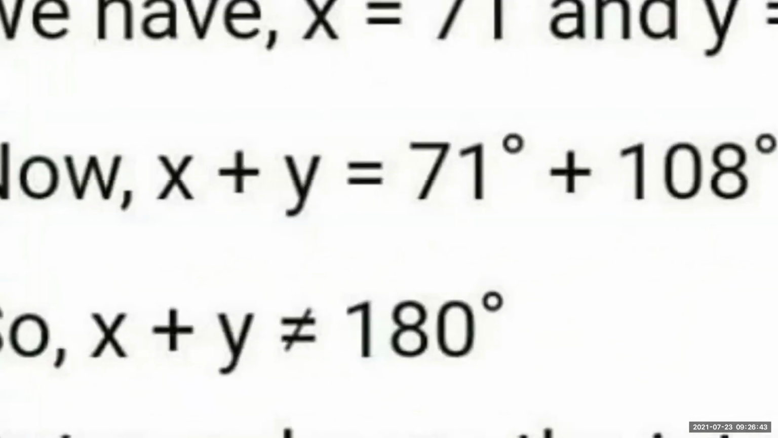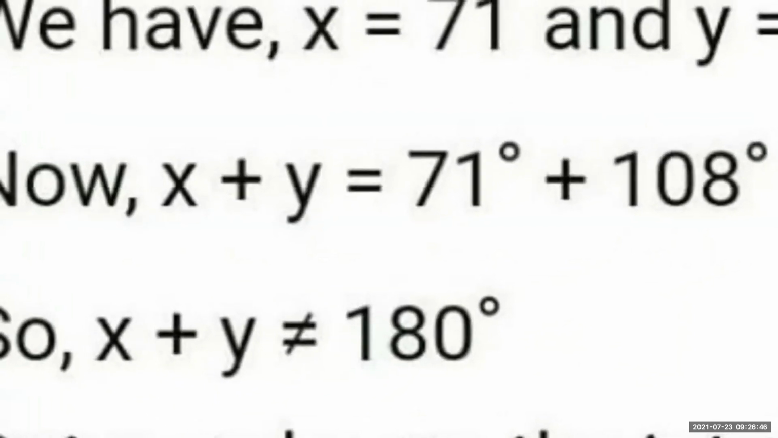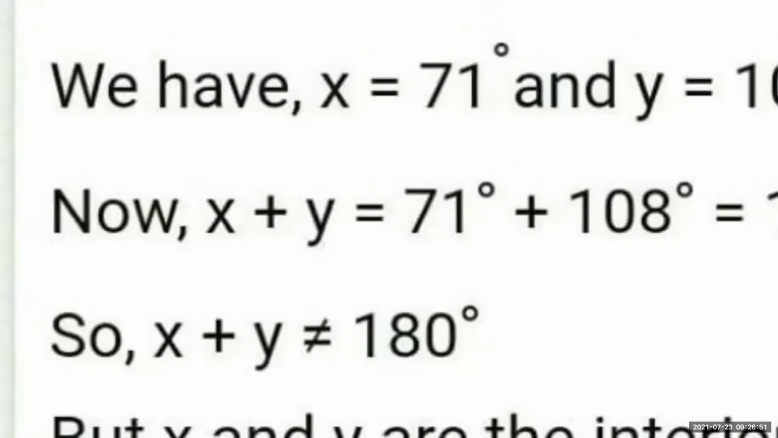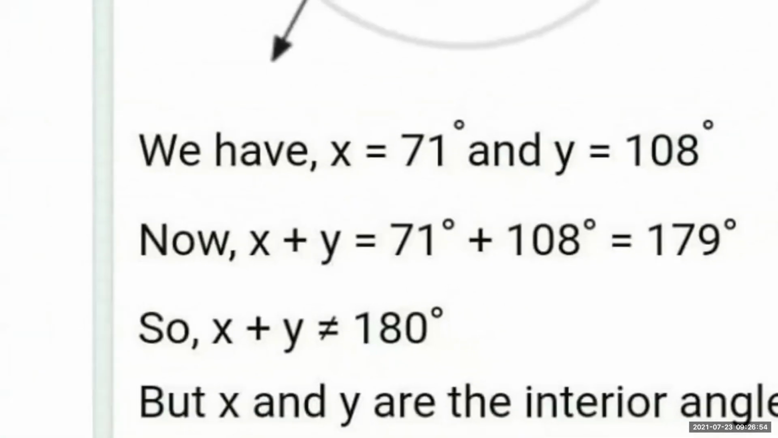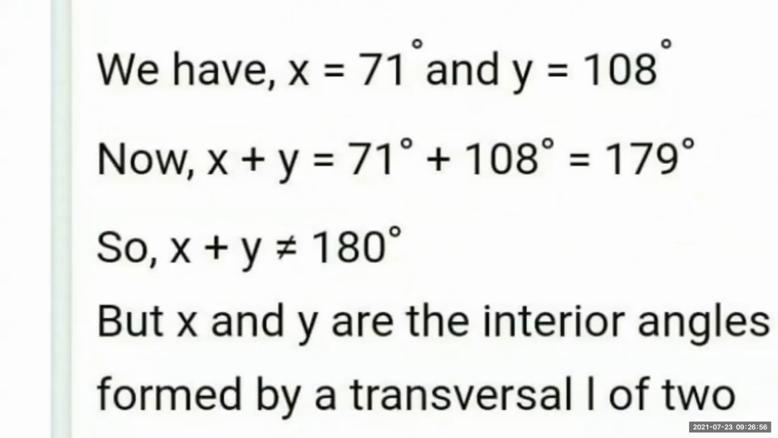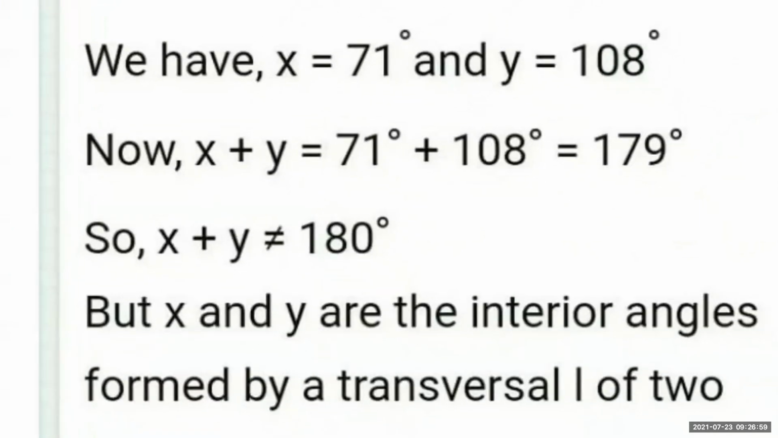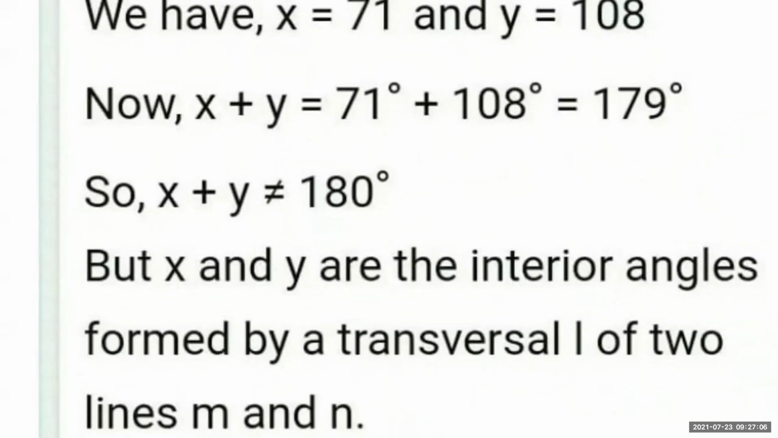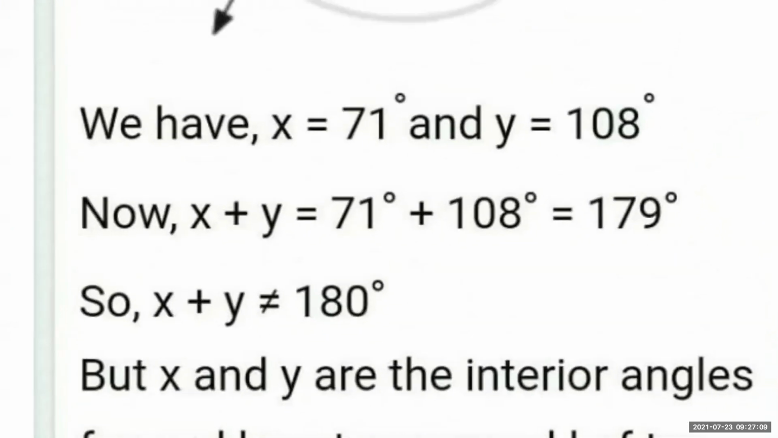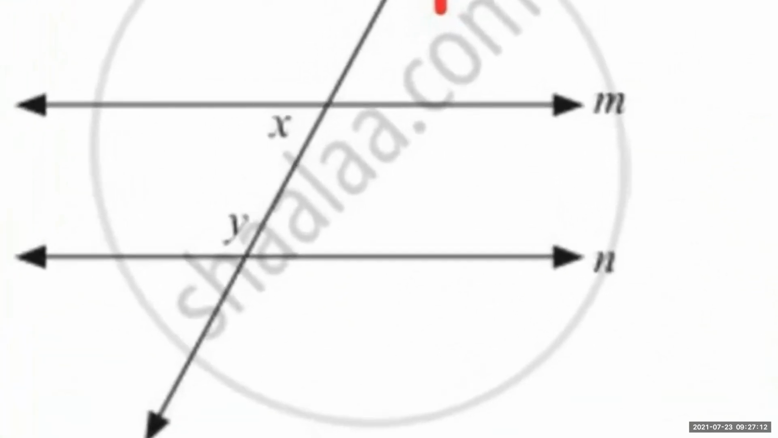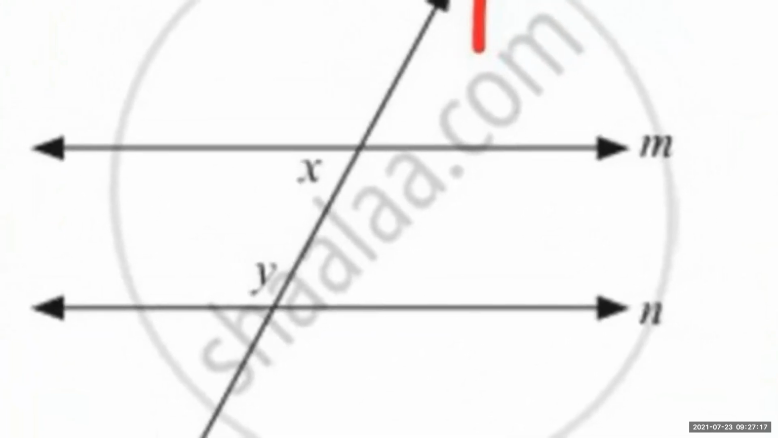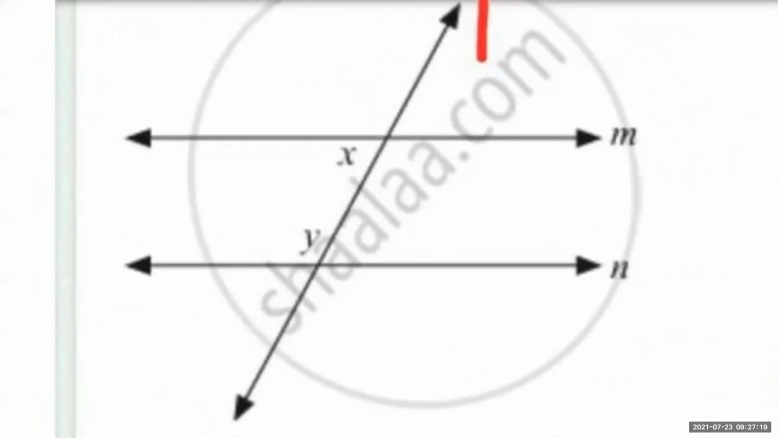जो इक्वल है सिंबल को, उसको क्रॉस किया है, मतलब नॉट इक्वल. So angle x plus y, that is not equal to 180 degree. Okay, but angle x and angle y are interior angles formed by transversal L of two lines M and N. Okay, in the diagram I already told it that these are the two interior angles of line M and line N, and L is the transversal.